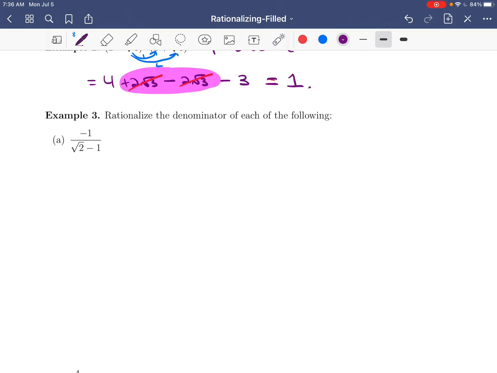So I have negative 1 divided by root 2 minus 1. What I want to do is multiply by a fancy 1, that's the conjugate. The conjugate of the bottom is going to be root 2 plus 1. Whatever I multiply on the bottom, I have to also multiply on the top. So I'm multiplying by 1 here, which doesn't change my expression. That's going to be negative 1 times root 2 plus 1, so that negative has to go through. And then I'm going to expand the bottom. So let's just write it out.